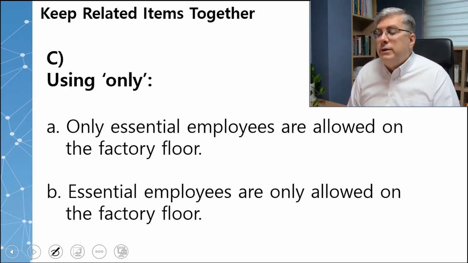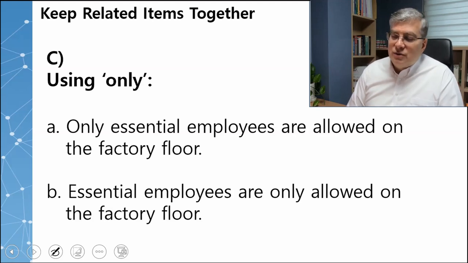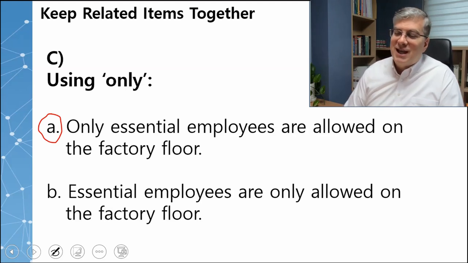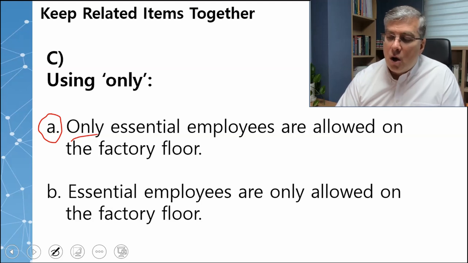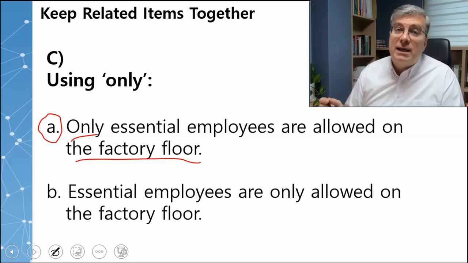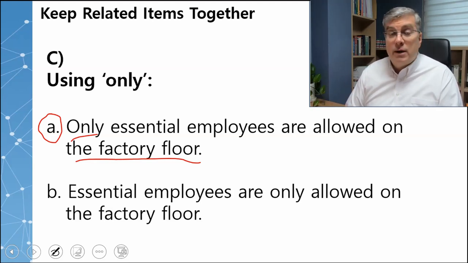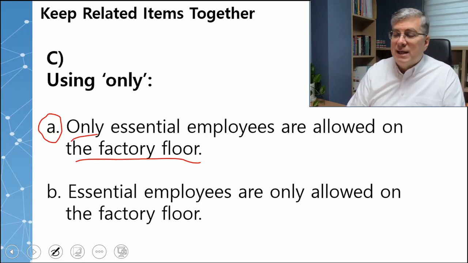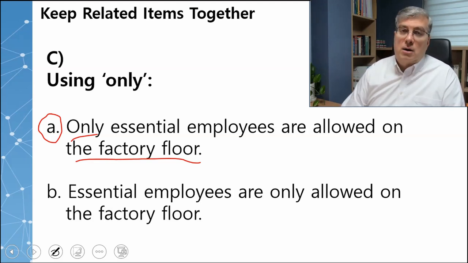We have two examples. A, only essential employees are allowed on the factory floor. Or B, essential employees are only allowed on the factory floor. Now, usually I would choose A as probably the most logical choice here, because what you're saying in A sounds like a safety feature. Only essential employees are allowed on the factory floor. That means that the factory floor might be a dangerous place, and people who are not trained in the dangers on the factory floor should not be allowed on the factory floor for their safety, right? Because essential employees are probably the only ones who have the safety training to be on the floor. So only they are allowed on the factory floor.